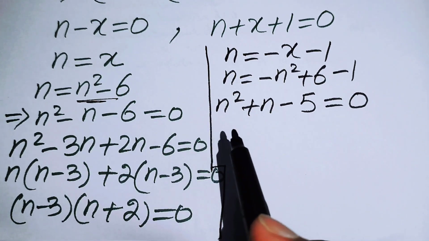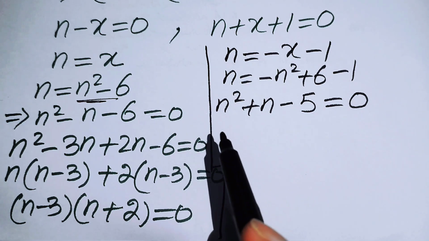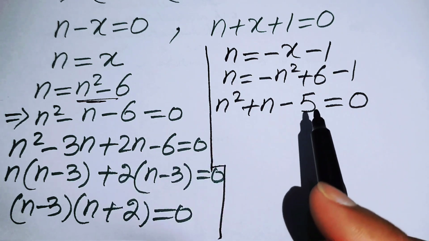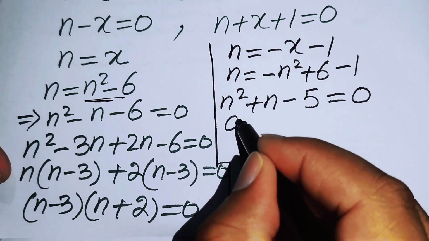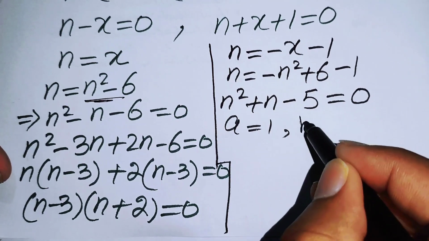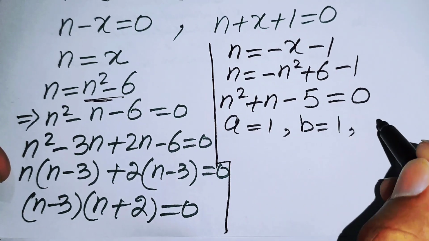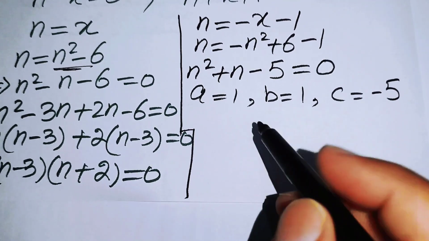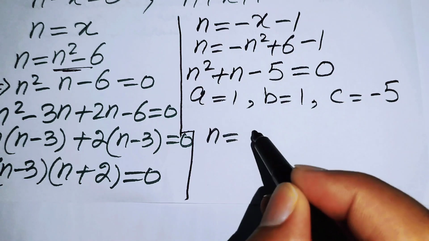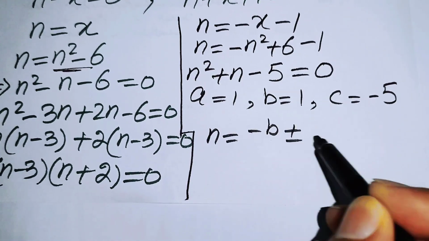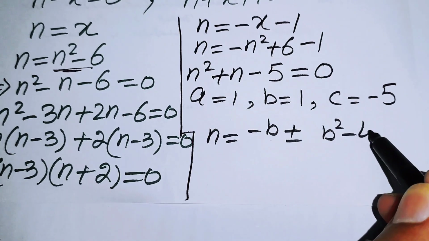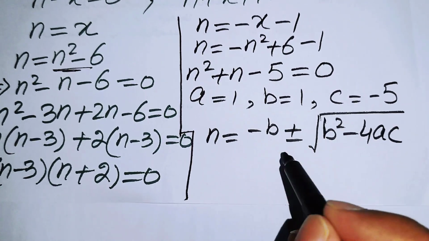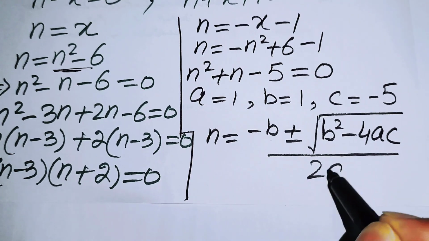So this will again become a quadratic form. So now we will apply the quadratic formula here. So here you have the value of a is 1, the value of b is 1, and the value of c is minus 5, and our nice quadratic formula is n equals minus b plus minus square root of b squared minus 4ac, whole over 2a.